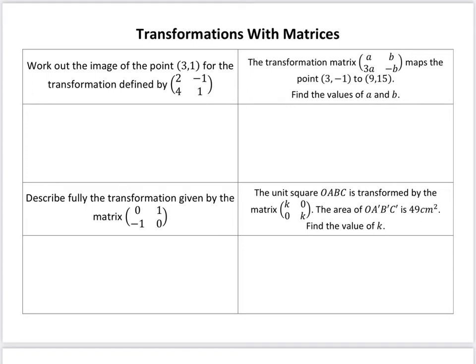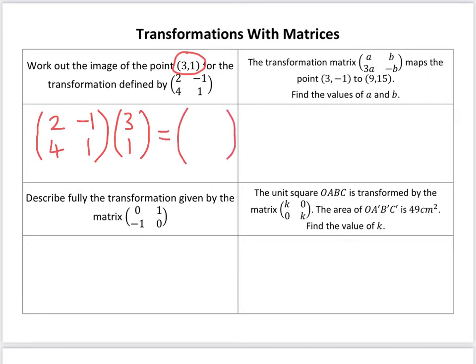Right, okay, we're looking at transformations with matrices now, and essentially this is multiplying matrices. So here we go. I'm going to take my transformation matrix, which looks like this: 2, -1, 4, 1. And this coordinate I'm going to put as a position vector, which is essentially just the same as sticking it on its head. So there you go, that's a position vector there.